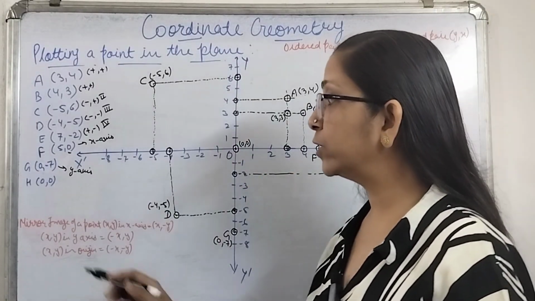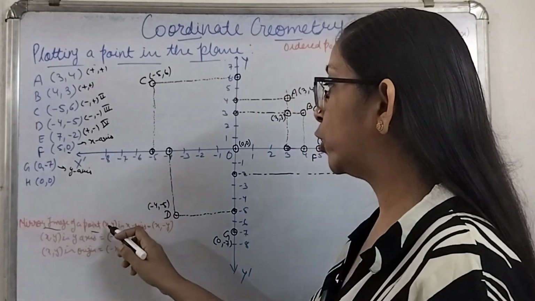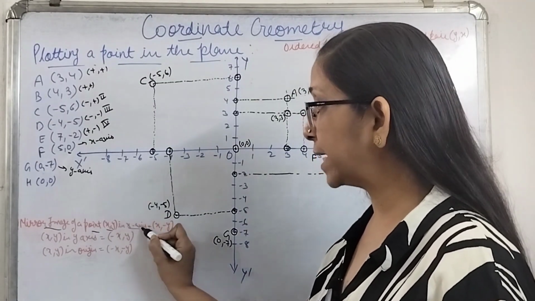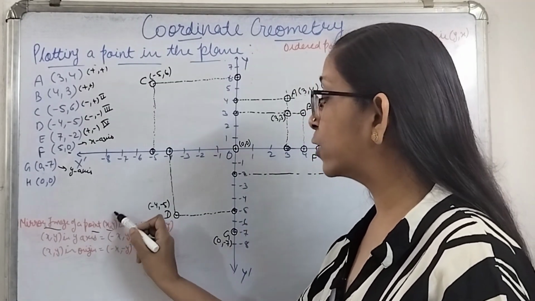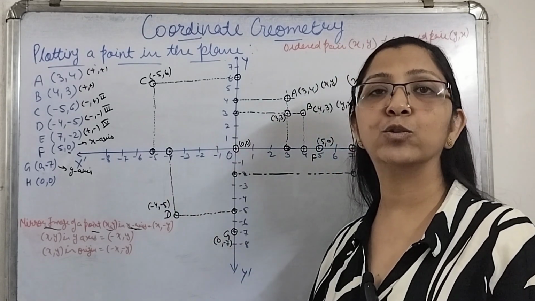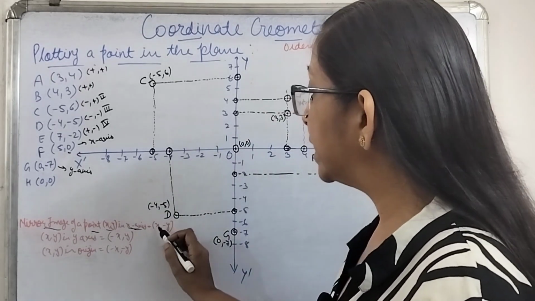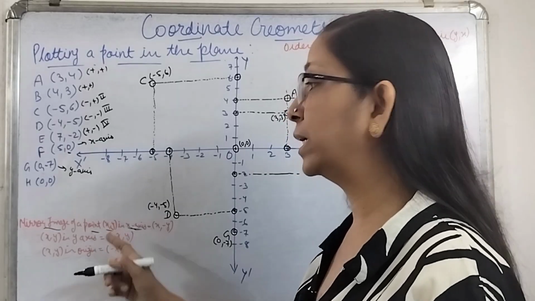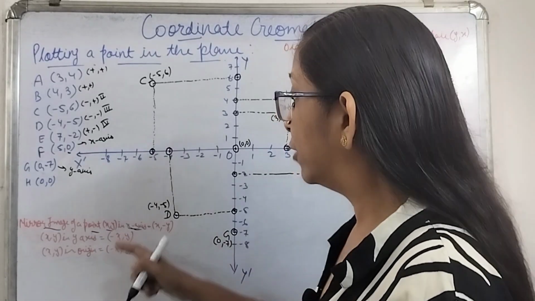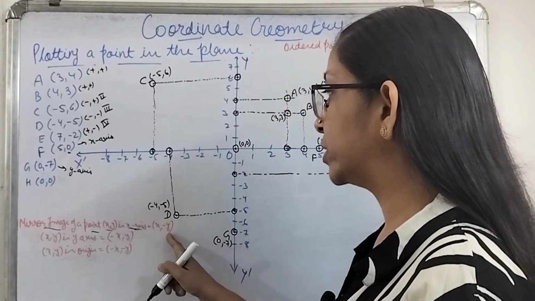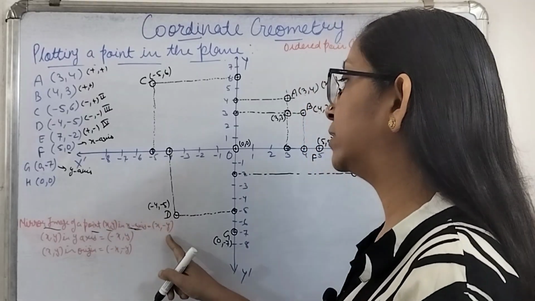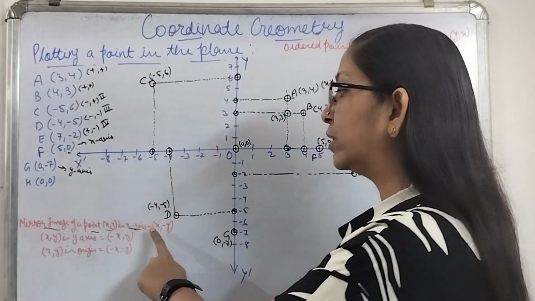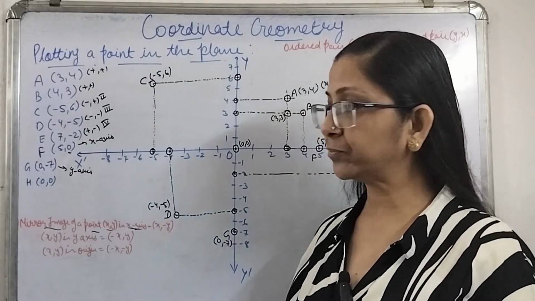So if we are going to draw the mirror image of any point of the form x comma y in the x-axis, then the sign of the y coordinate is going to change. The x coordinate sign will remain the same, but the sign of the y coordinate is going to change. If it is negative, then it will turn to positive, and if it is positive, it will turn to negative. And if the x coordinate is negative, then it will remain negative only.